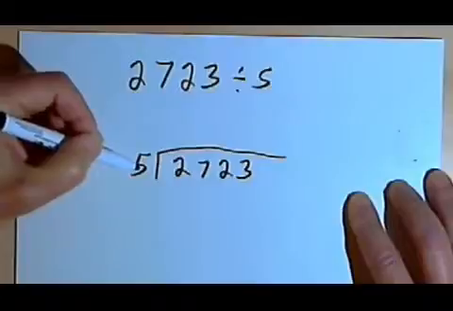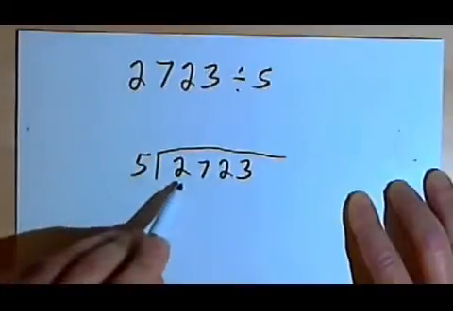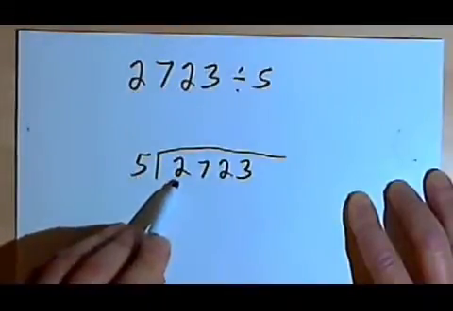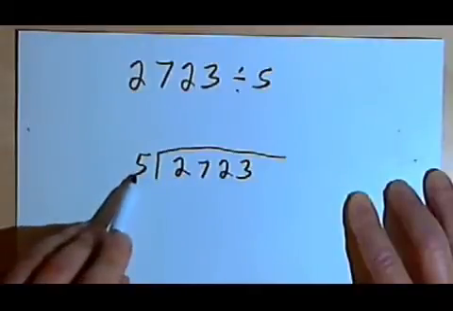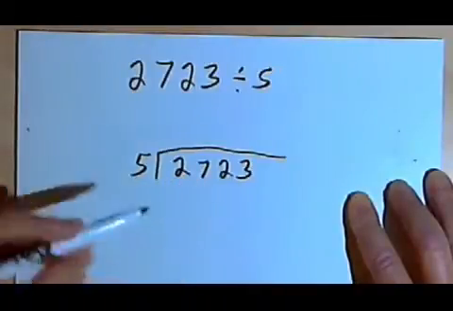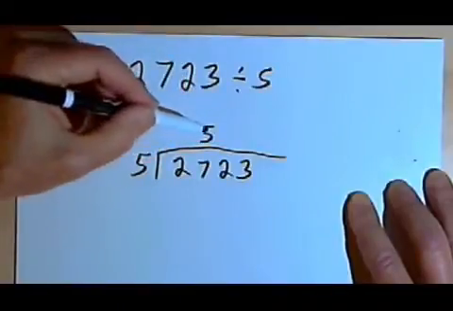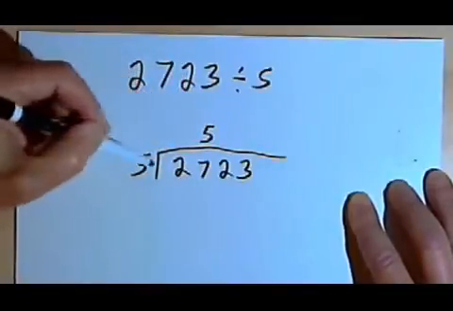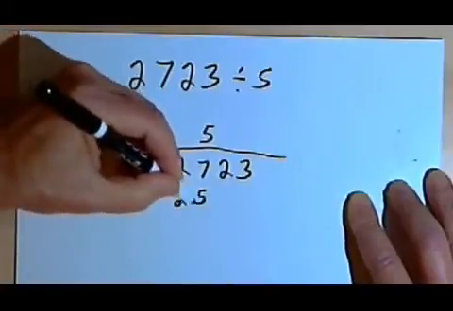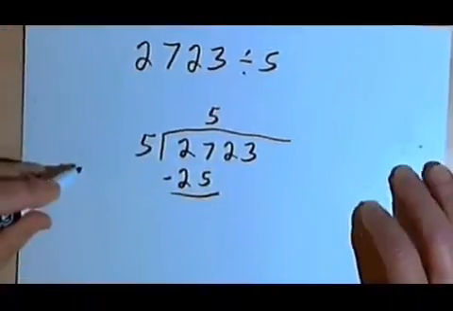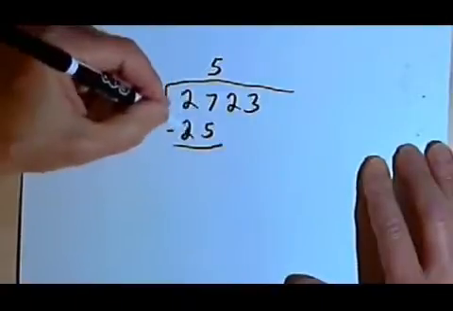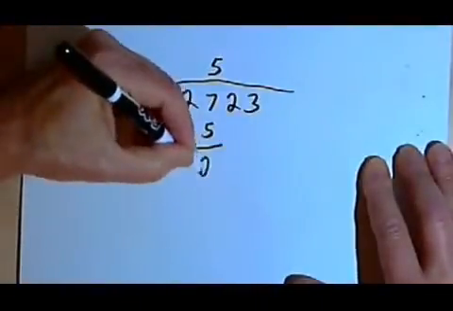So let's see, I want to see if I can divide 5 into the first digit. Well, I can't divide 5 into 2, so I'll try the first 2 digits. 5 into 27 goes 5 times. So I'll write 5 above that 7. Then I'm ready to multiply. 5 times 5 is 25. Next step is subtraction. 27 minus 25 is 2.